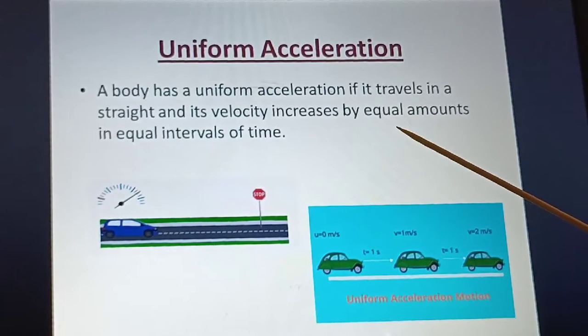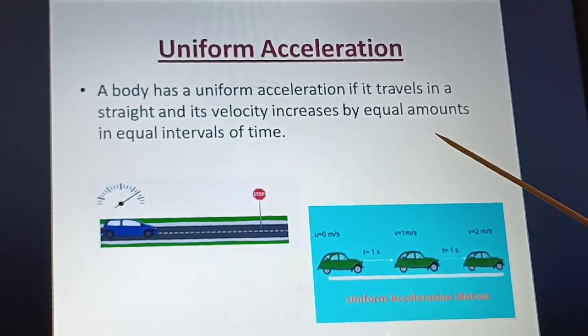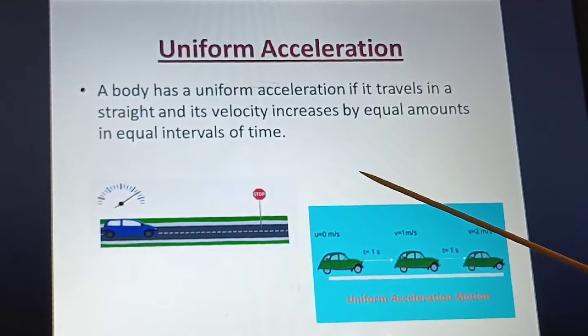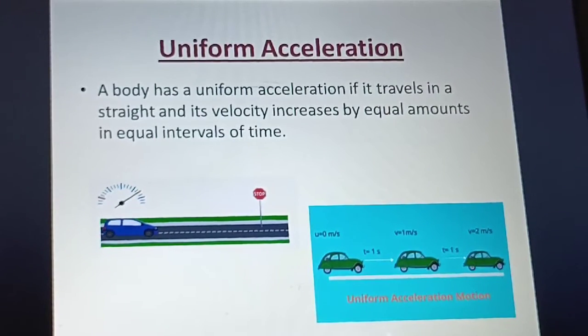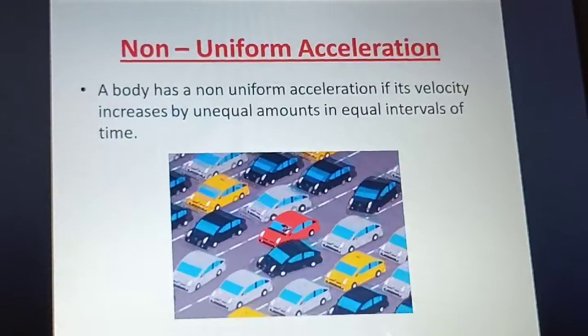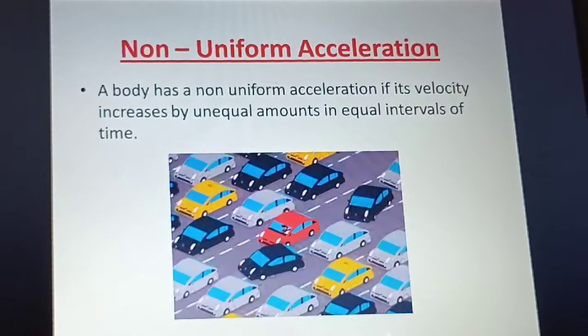A body has a uniform acceleration if it travels in a straight line and its velocity increases by equal amounts in equal intervals of time. Next, we will move on to non-uniform motion.